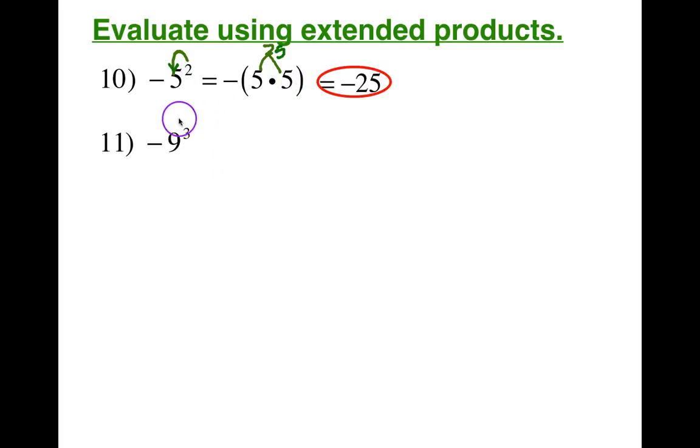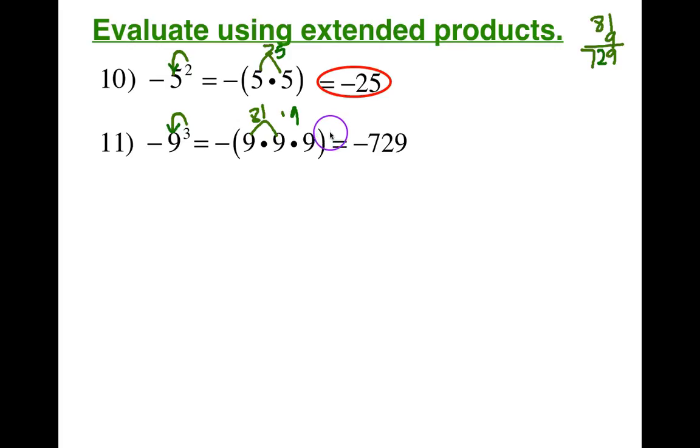Okay, what about number 11? What's being cubed? It's a positive 9. So I'm going to go ahead and take the opposite of 9 cubed, so leaving that opposite on the outside, I'm going to go ahead and do 9 cubed in the group, leaving me with, let's see, 9 times 9 is 81. 81 times 9, that's going to be some side work. I don't know that off the top of my head. 729, okay? But again, you have to take the opposite, so that's going to give me negative 729.